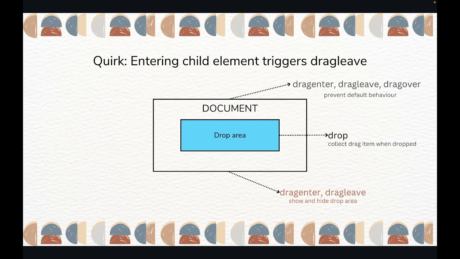So we were under the assumption that drag leave is fired only when we go out from the browser window, which is fired on the document, but it's also fired if I enter the drop area, which is the child of the document. And it's annoying because the drop area is still within the document. So we'll have to deal with this, and the way to deal with this is related target.